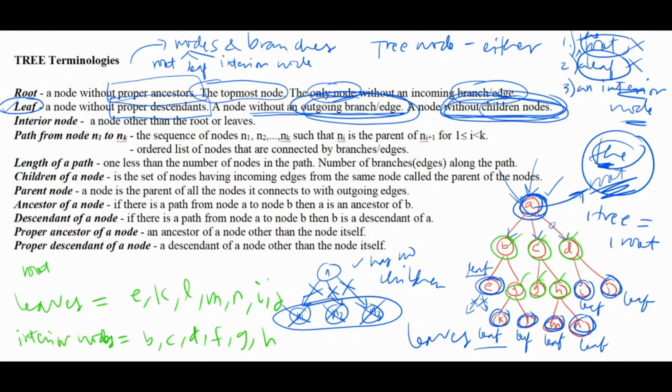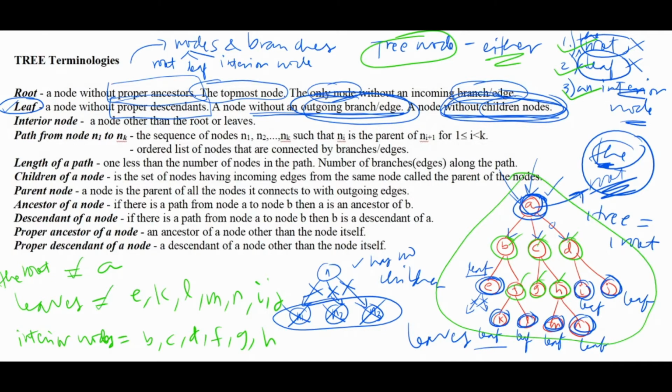And the root, okay, it's only one, it is A. So again, a tree node is either the root, a leaf, or an interior node. So in this given tree, these are the classifications of the nodes. A is the root. It's only one because one tree has only one root, and the leaves are these nodes, and the interior nodes are these nodes. So a node is an interior node if it's not the root and it's not a leaf.